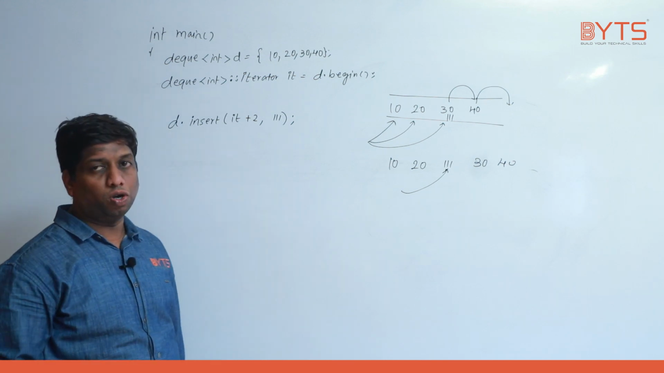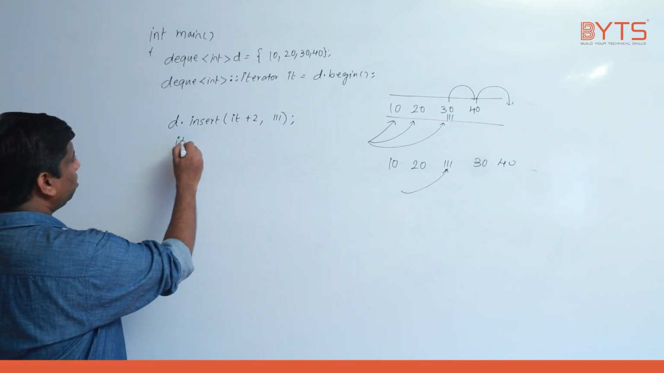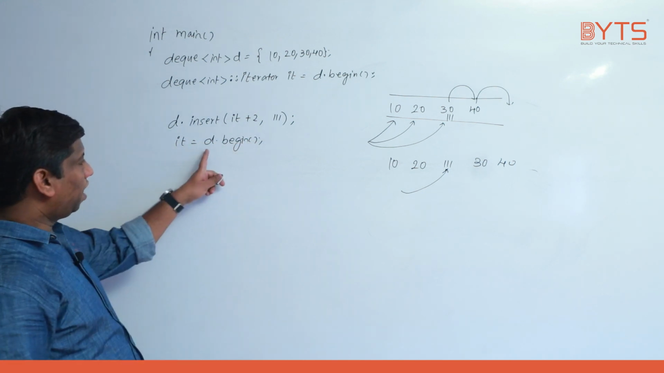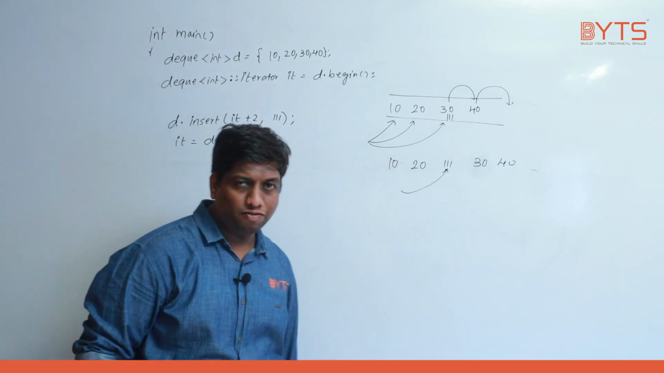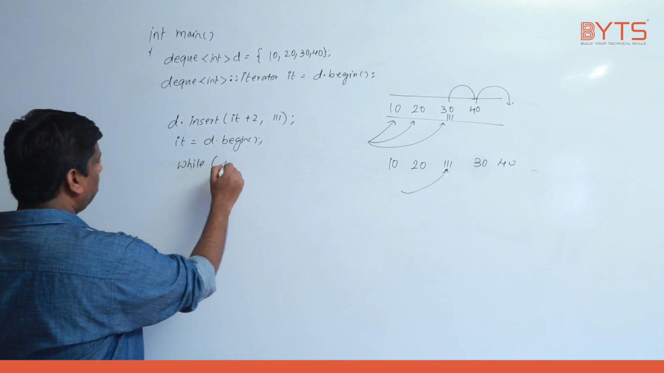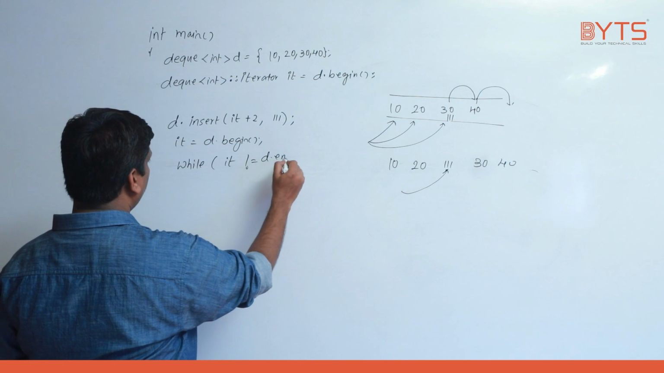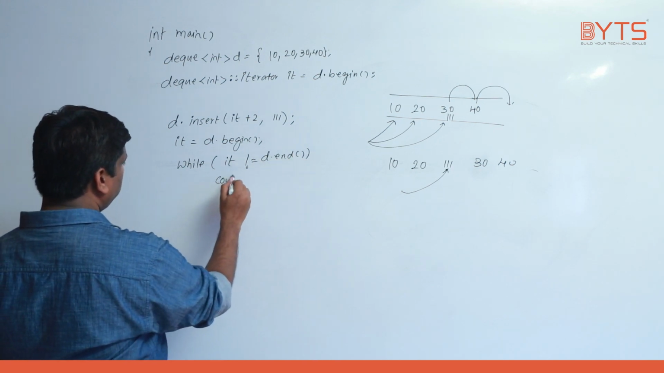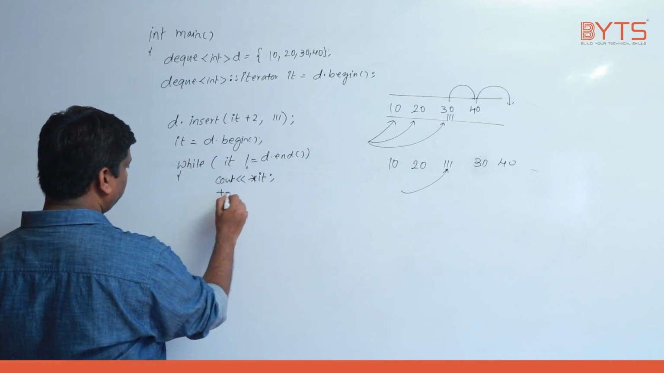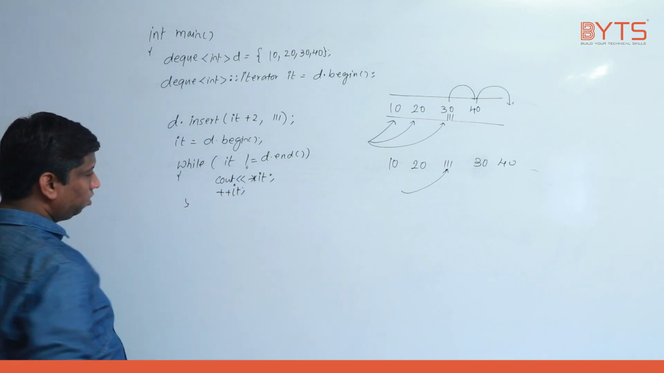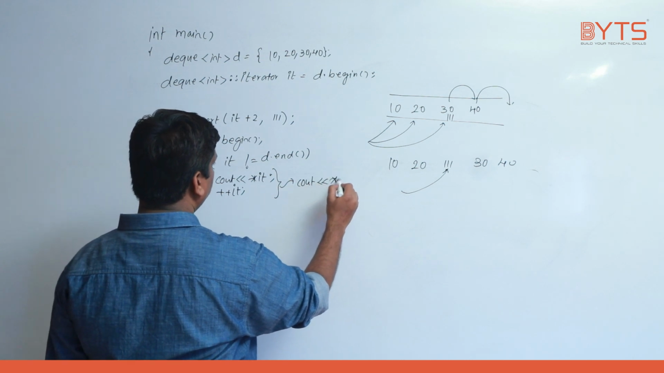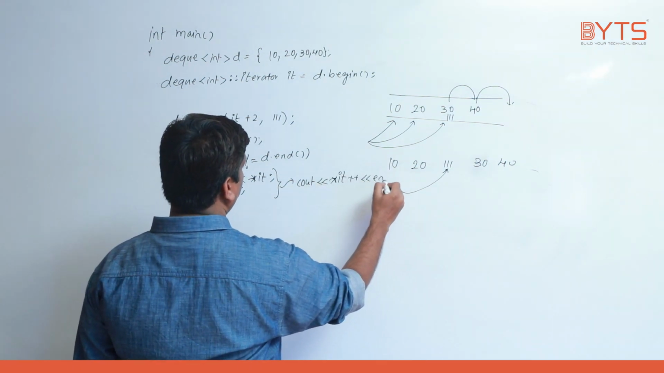Straight away you cannot use the loop. Then what should I do? Again I need to set it is equal to d dot begin. What is the meaning of this line? Whenever you write it is equal to d dot begin, it will point to this object, right? Fine. Now listen carefully. Now, same as before, while it not equal to d dot end, next what can I do? Cout star it plus plus it, right? This also can be written as cout star it plus plus, and I can use endl also, right?